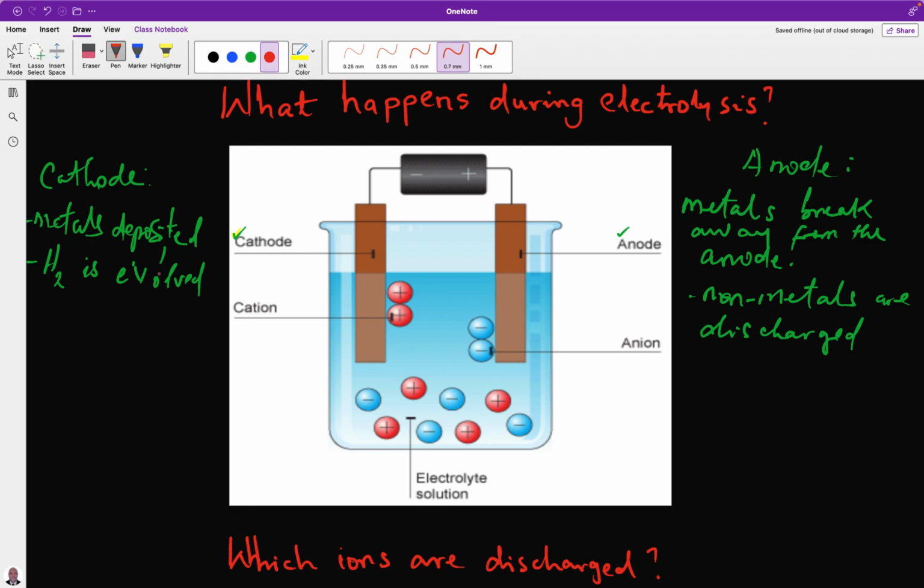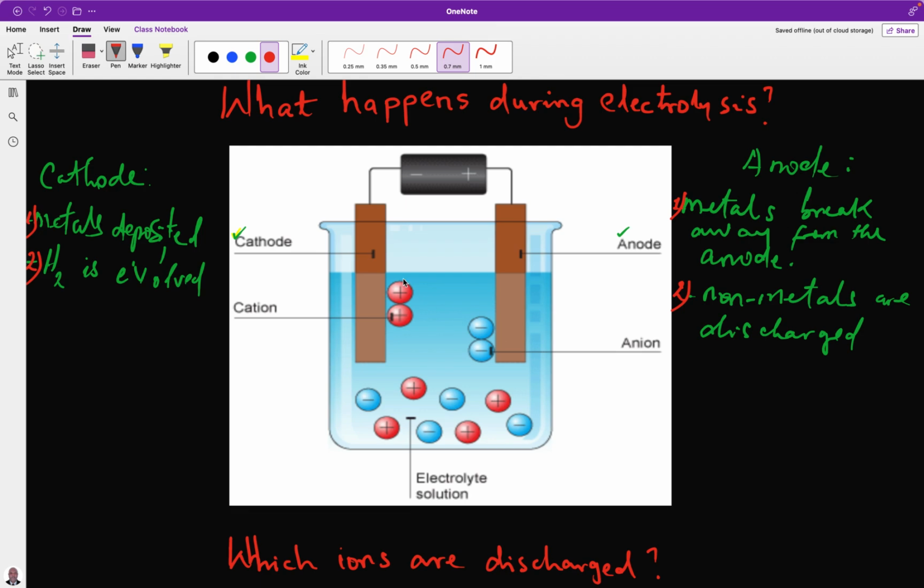So at the cathode, we say one, metals are deposited, two, hydrogen is released. At the anode, we say metals break away from the anode, and the non-metals are being discharged. So that is what is happening during the process of electrolysis.